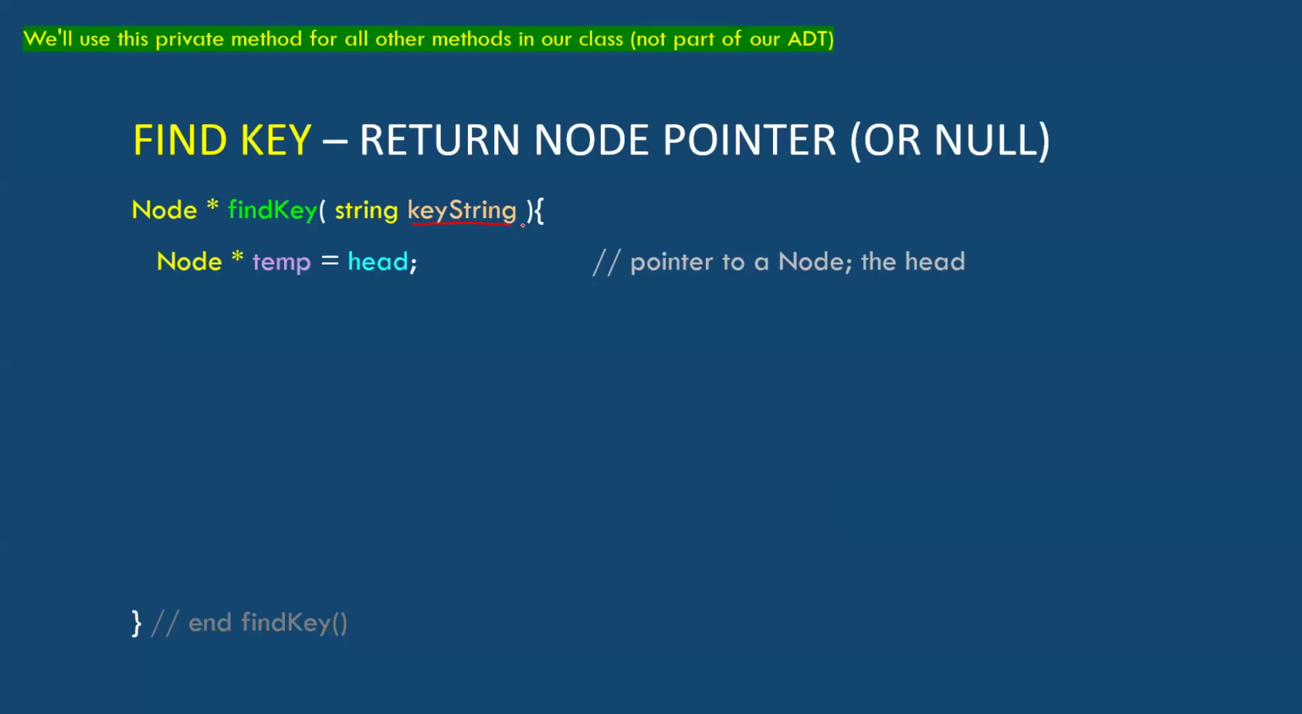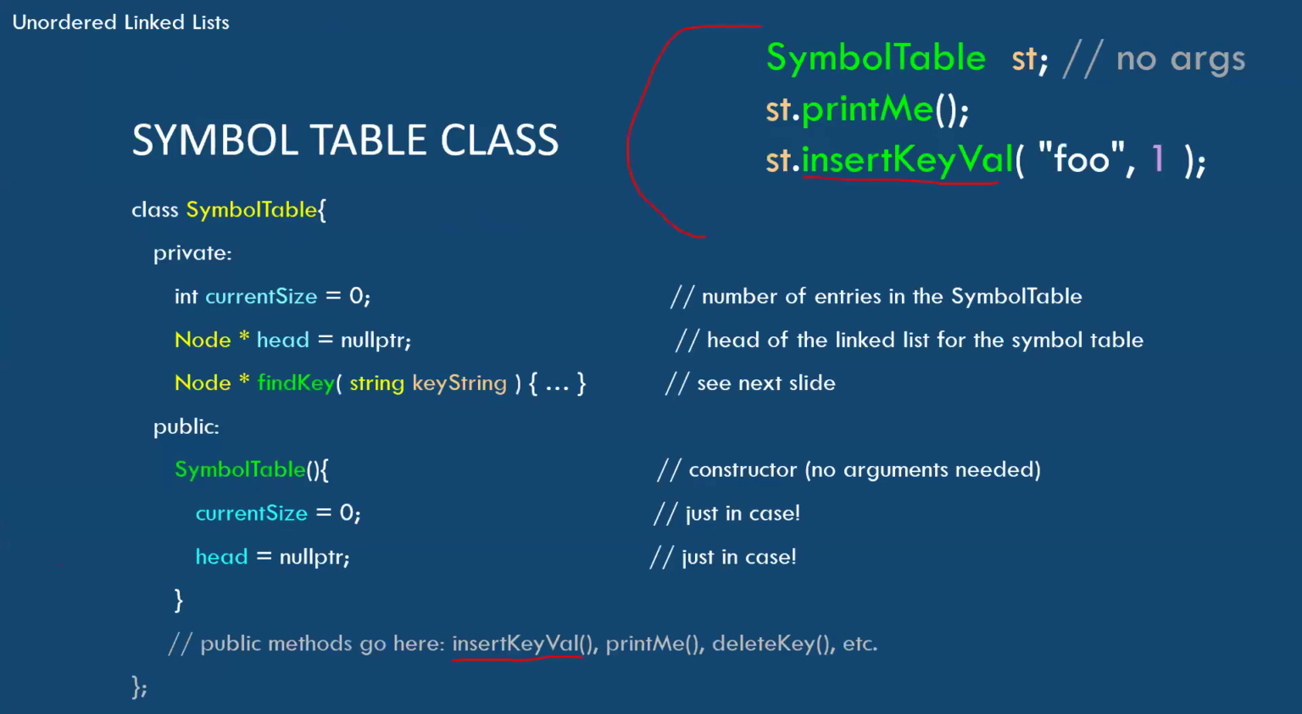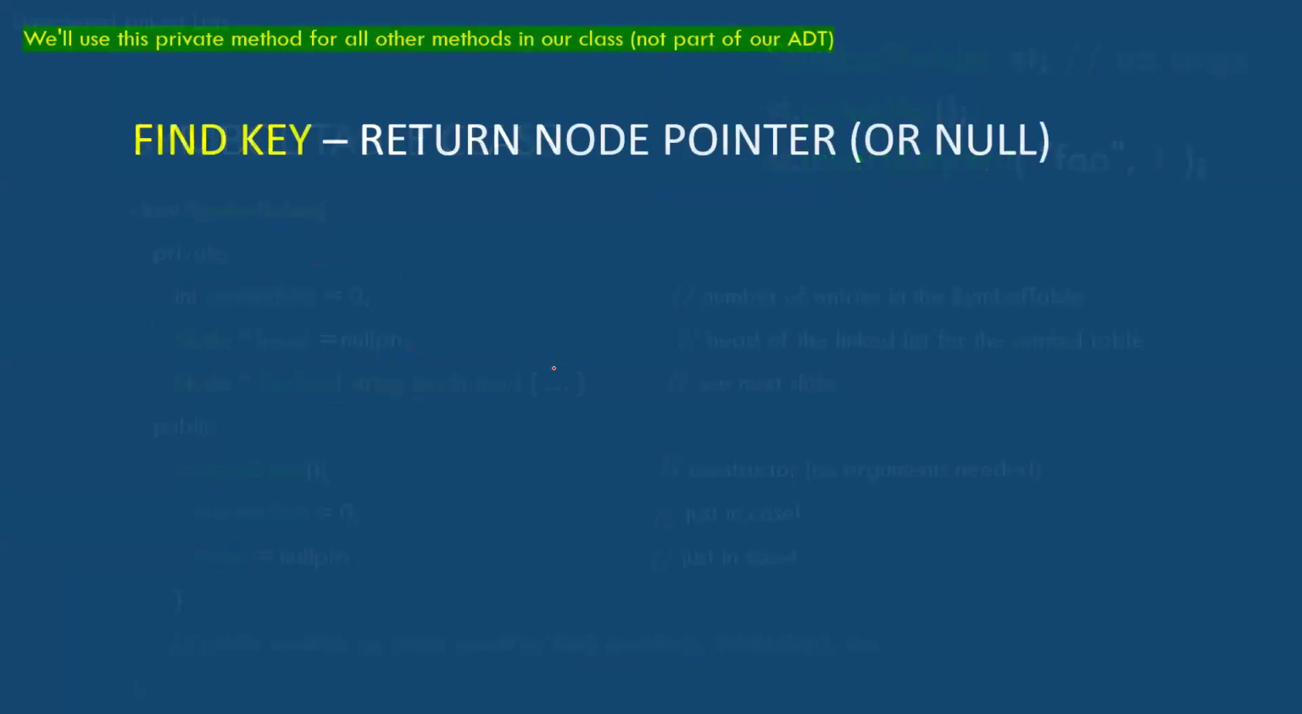I say, okay, I'm going to grab the head pointer, and this is all inside of the symbol table class. So this is the find key method inside of my symbol table class, which means that it has access to the head and the current size. Okay. So you have to imagine we're building out this code right here on the next slide, okay? So let's go back there.